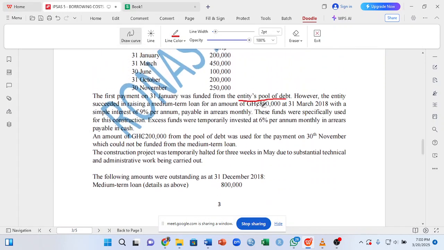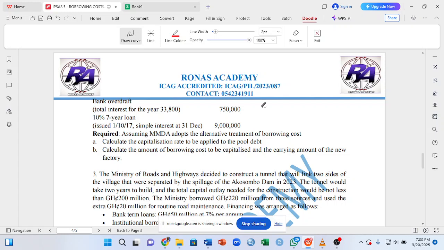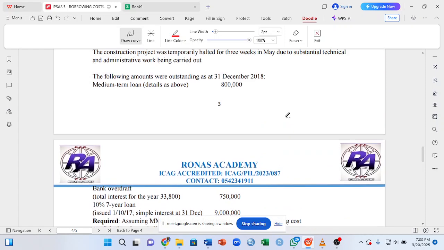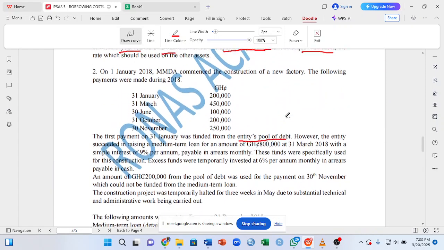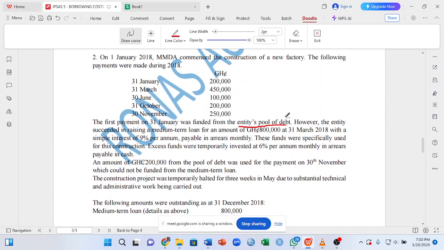So with this question, the first thing was for us to know the approach, and here we clearly see the approach. We are using the alternative treatment approach. Once you are using the alternative treatment approach, the next thing you should ask yourself is, are we dealing with specific borrowing or general borrowing? Remember, that's the first step once you identify the approach to be alternative. Is it specific or general?